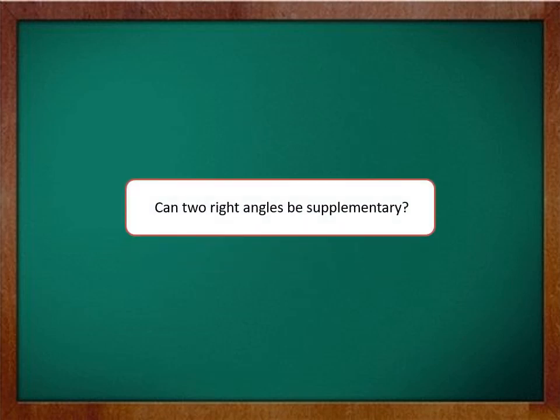Can two right angles be supplementary? If we take two right angles, each of them is equal to 90 degrees and their sum is equal to 180 degrees. Therefore, two right angles are definitely supplementary.